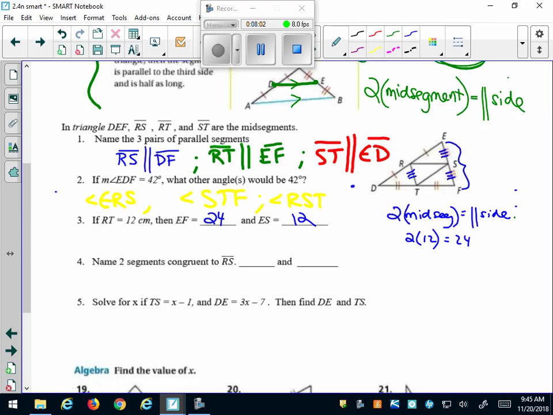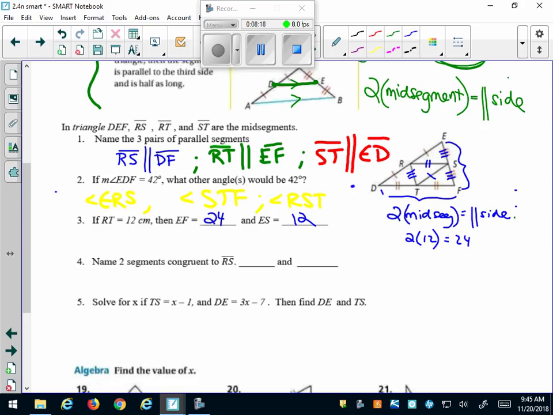How many tick marks should I put on RS? 2. Because it's half the length of DF, and so is DT and TF. Okay, that leaves 1 here.